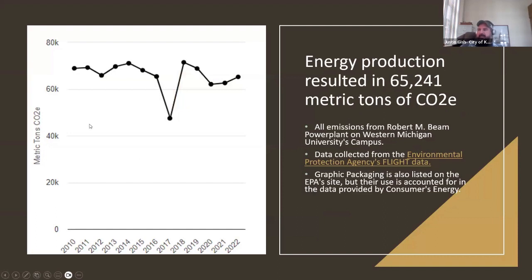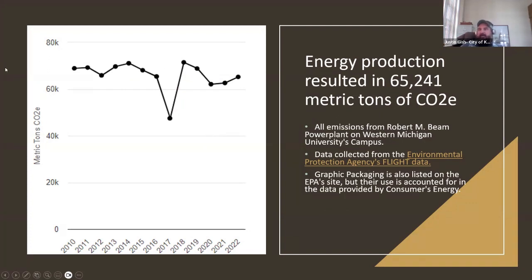For energy production, this is all publicly available on the EPA's FLIGHT data website. This is Western Michigan University's power plant and the emissions over time. So you can see a big dip here, which I'm trying to investigate. I don't know what happened there. And you can see it's trending up too. So it's all publicly available.